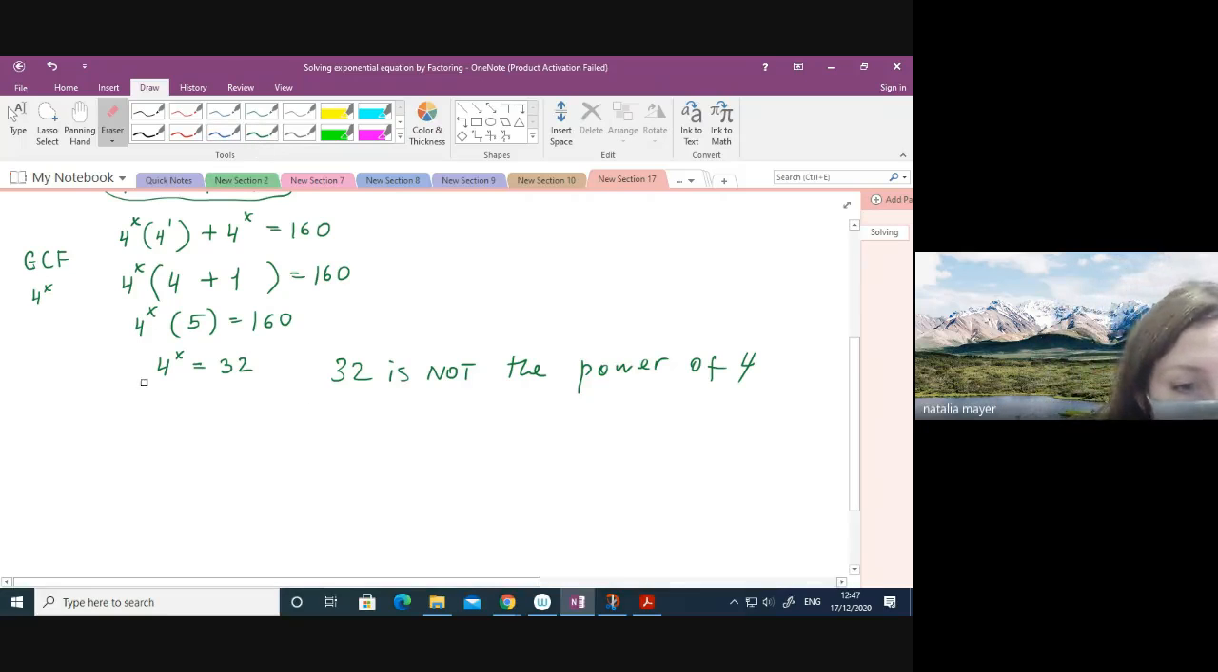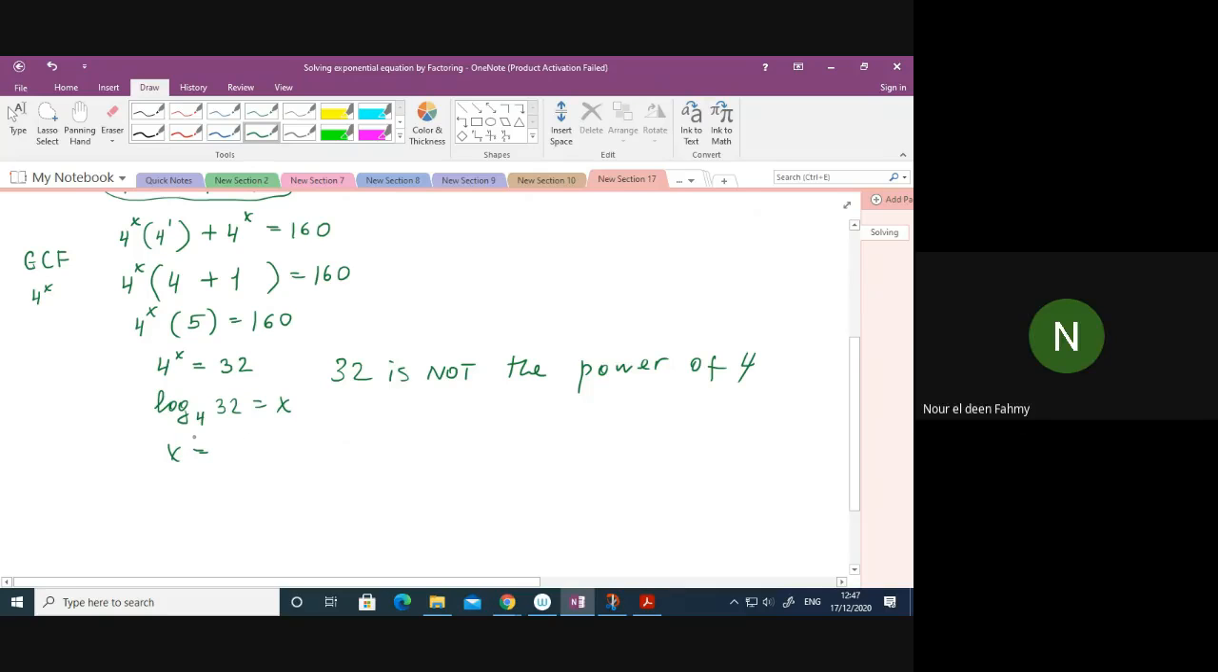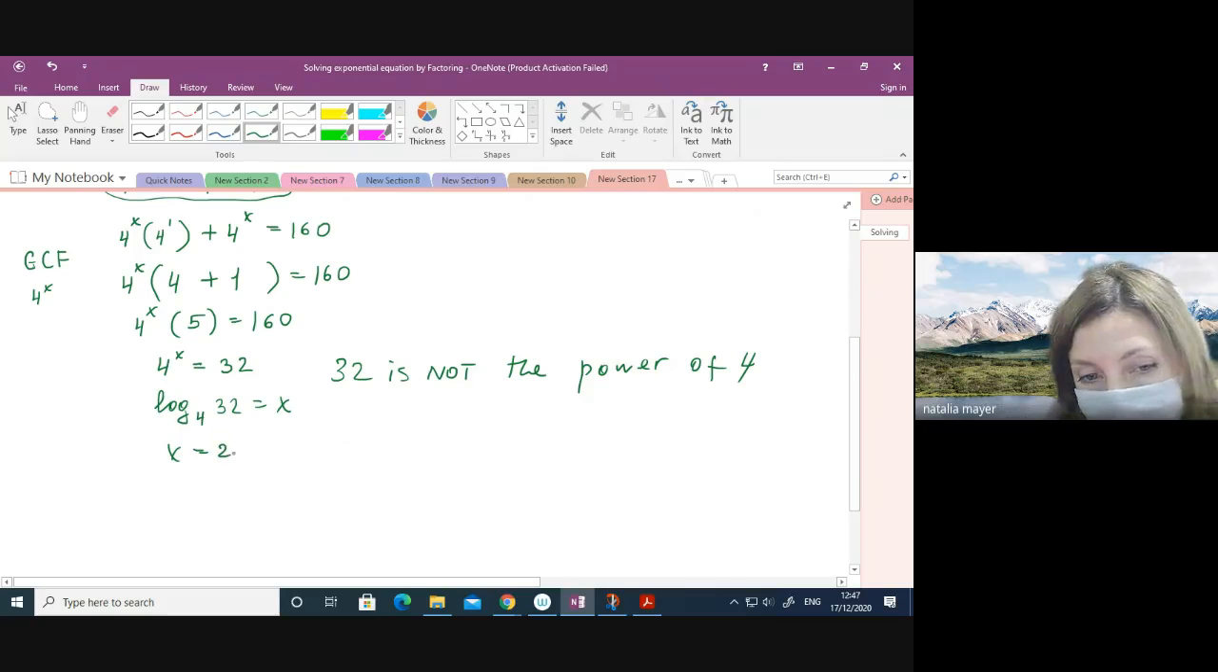So if you want to rewrite this expression as log, how will it look like? Log base 4 of 32 equals x. Right. So what answer did you get? X equals 2.5. 2.5. Okay. And that's it.